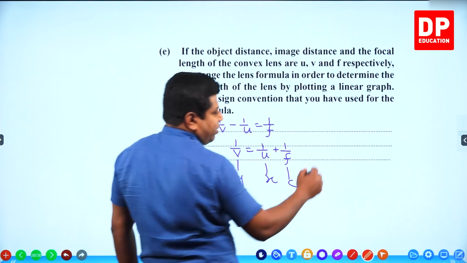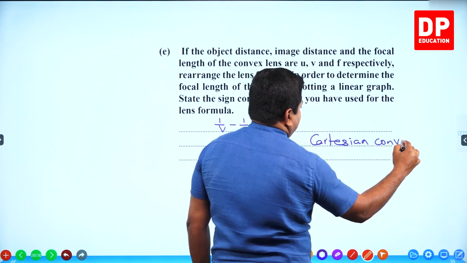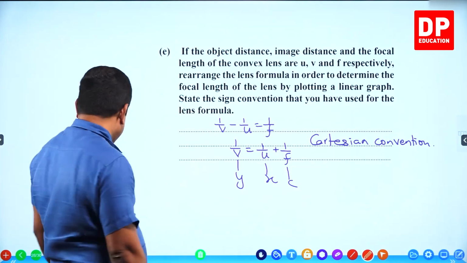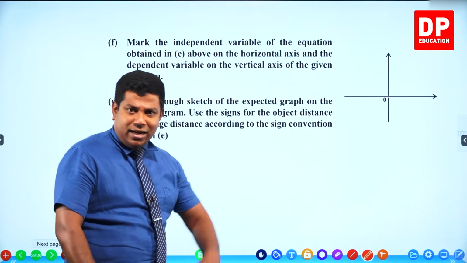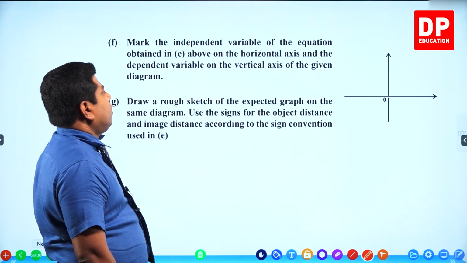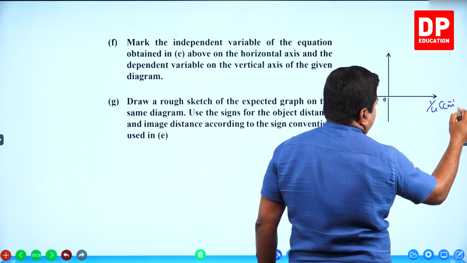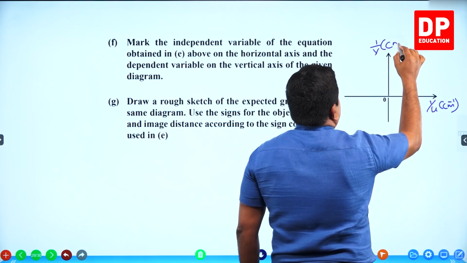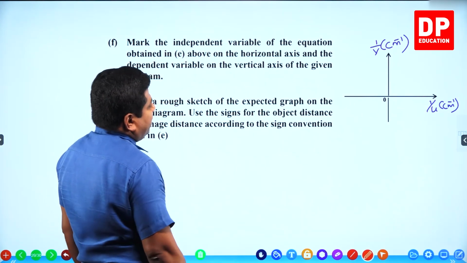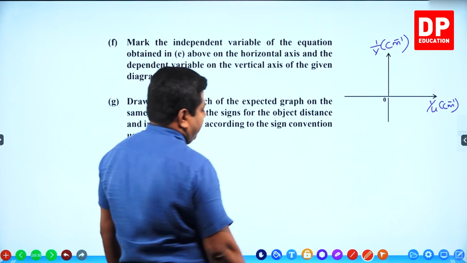What's the sign convention? We'll use Cartesian convention. Right? That will be the Cartesian convention. Or you can even say the standard convention. Mark the independent variable of the equation obtained above on the horizontal axis, 1 by u, centimeter minus 1, and the dependent variable, 1 by v, centimeter minus 1, on the vertical axis. Draw a rough sketch of the expected graph on the same diagram. Use the signs for the object distance and image distance according to the sign convention.